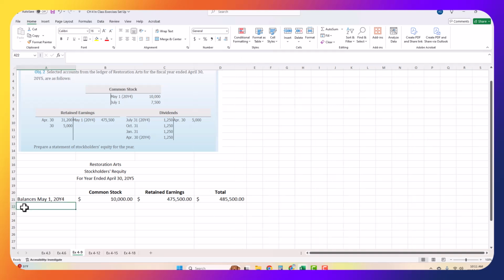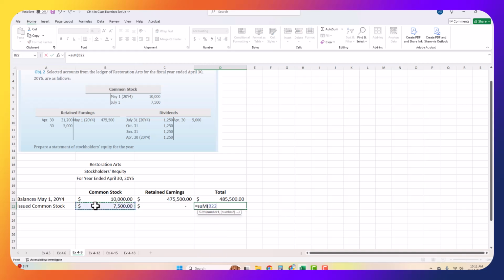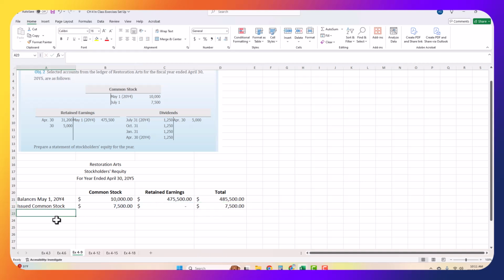And then we're going to see what happens. So they issued common stock on July 1st, right? Of $7,500. Remember, that only goes to the common stock line. It has nothing to do with the retained earnings. Now, retained earnings. There is stuff that happened in retained earnings.